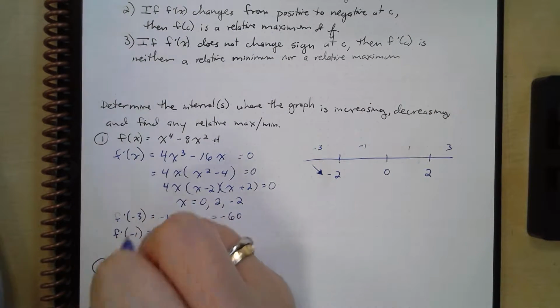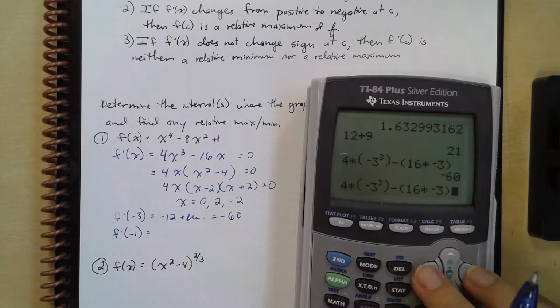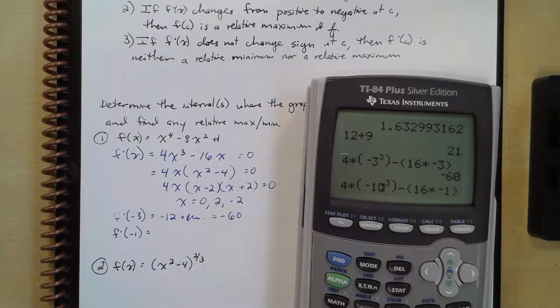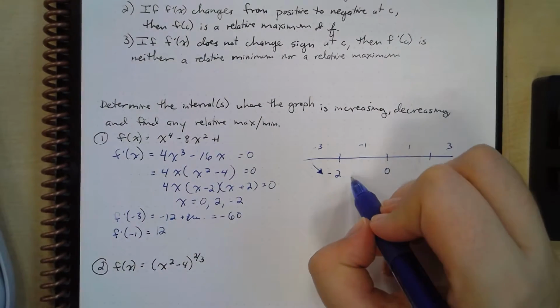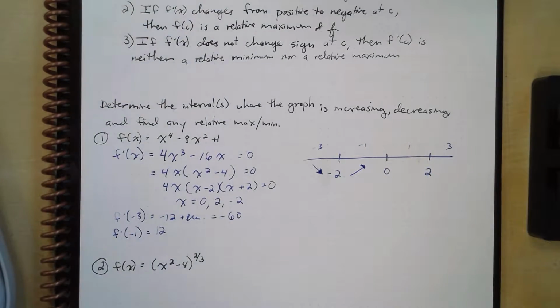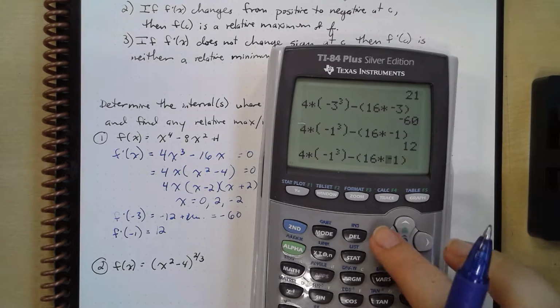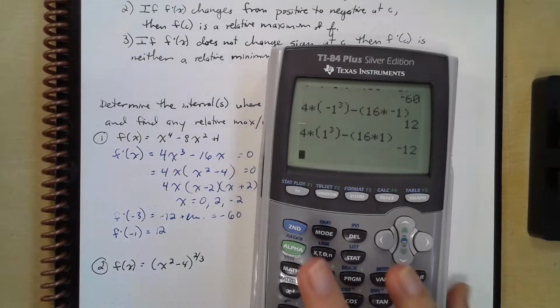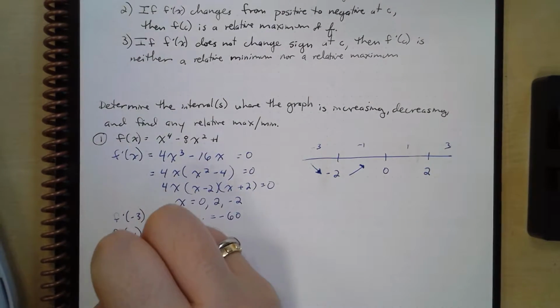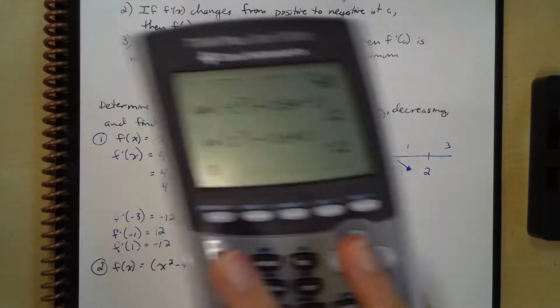F prime of negative 1 is going to be equal to, I'm just going to cheat today and do it all again in my calculator, mostly because I'm just lazy. We got 12, so that's positive. So what do I do up here? If it's positive, it's increasing. Then we're going to test 1. I get negative 12, so f prime of 1 is equal to negative 12. Decreasing, we draw an arrow down again. And let's do 3.